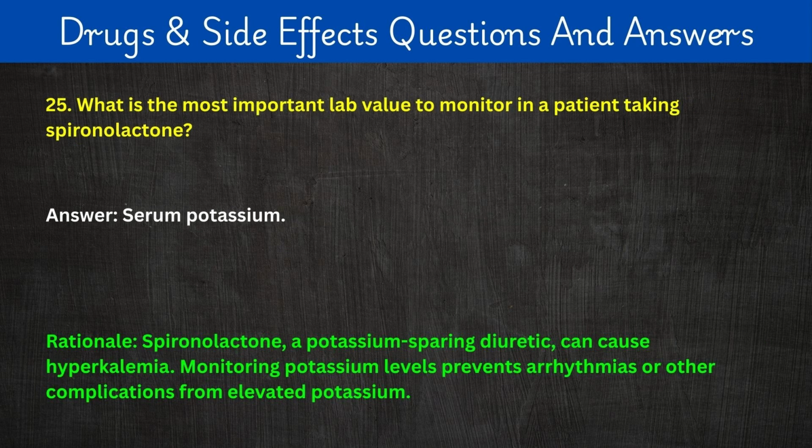25. What is the most important lab value to monitor in a patient taking spironolactone? Answer: serum potassium. Rationale: spironolactone, a potassium-sparing diuretic, can cause hyperkalemia. Monitoring potassium levels prevents arrhythmias or other complications from elevated potassium.